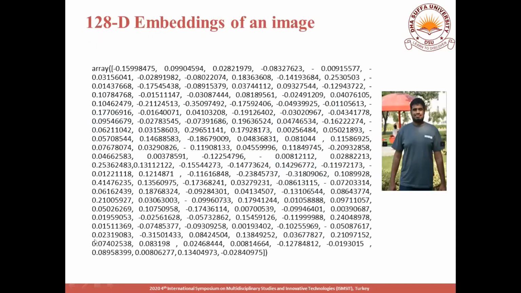So this is a 128D embedding of an image. As can be seen, this is simply a list of real-valued numbers which quantifies this image in the face dataset.